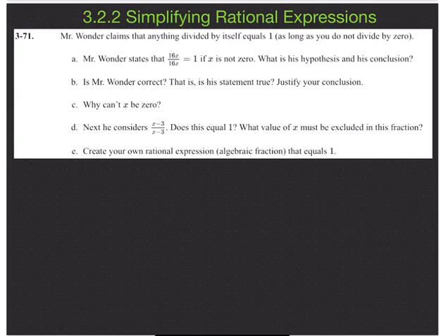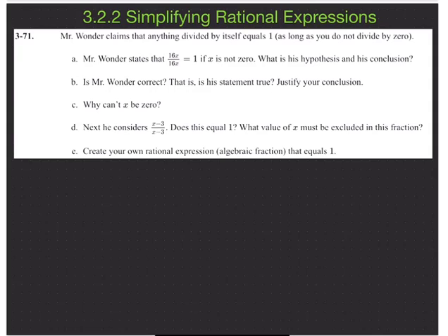So problem 71, Mr. Wonder claims that anything divided by itself equals 1 as long as you do not divide by 0. So for letter A, Mr. Wonder states that 16x over 16x equals 1 if x is not 0. So what's his hypothesis and what's his conclusion? His hypothesis is pretty much saying that this number over itself equals 1, where x cannot equal 0.